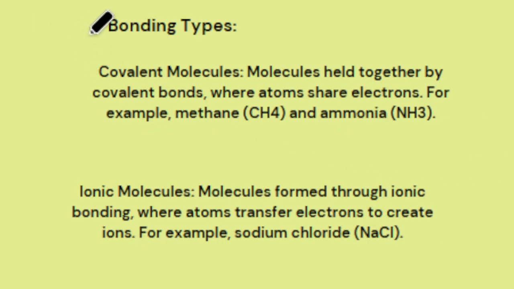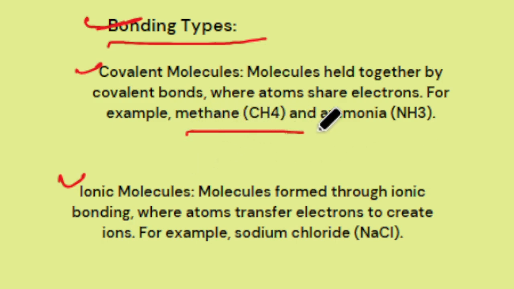Okay, and the next one is bonding type, which is important for understanding different types of molecules. The first one is covalent bonding and the second one is ionic bonding. So what is covalent bonding? Molecules held together by covalent bonding, where atoms share electrons, for example methane and ammonia.